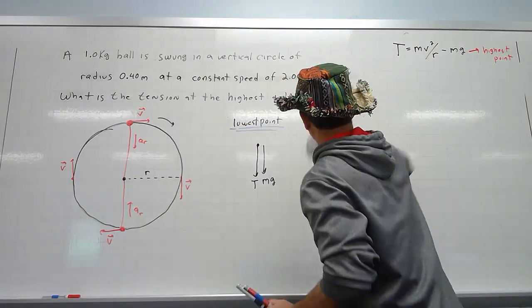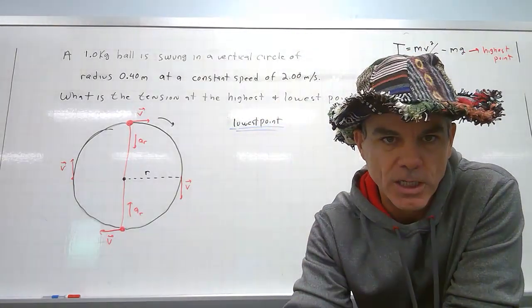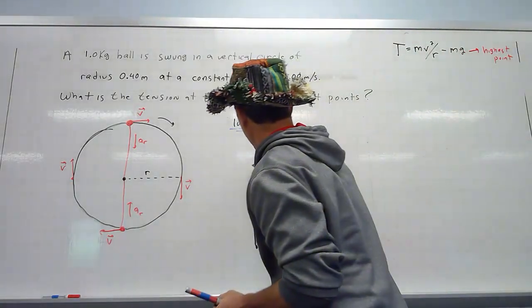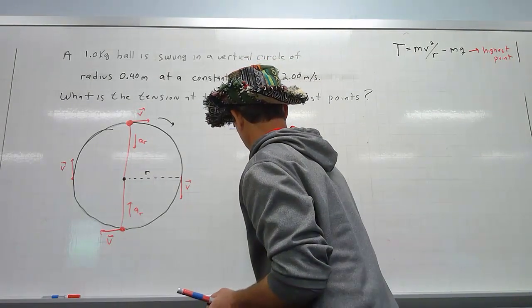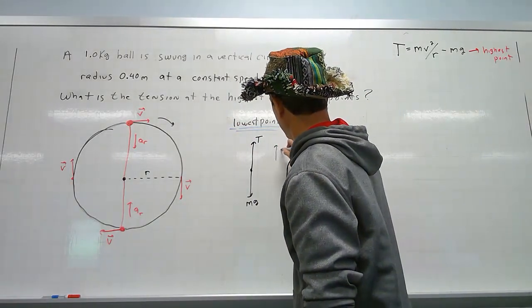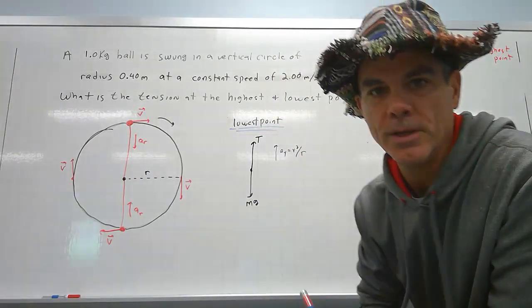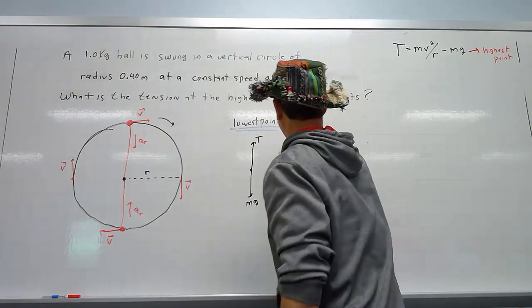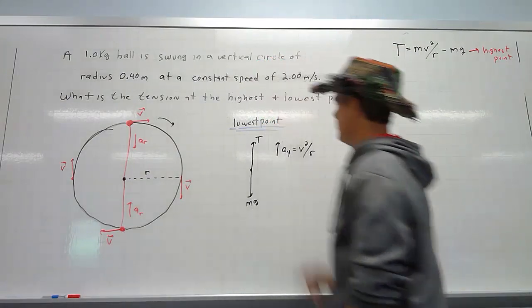Two differences. One, when I draw my free body diagram, keep in mind tension is acting straight up at the lowest point. Gravity still always acts straight down. And in this case, acceleration is towards the center, which at the lowest point is straight up. So acceleration in the y direction is v squared over r.